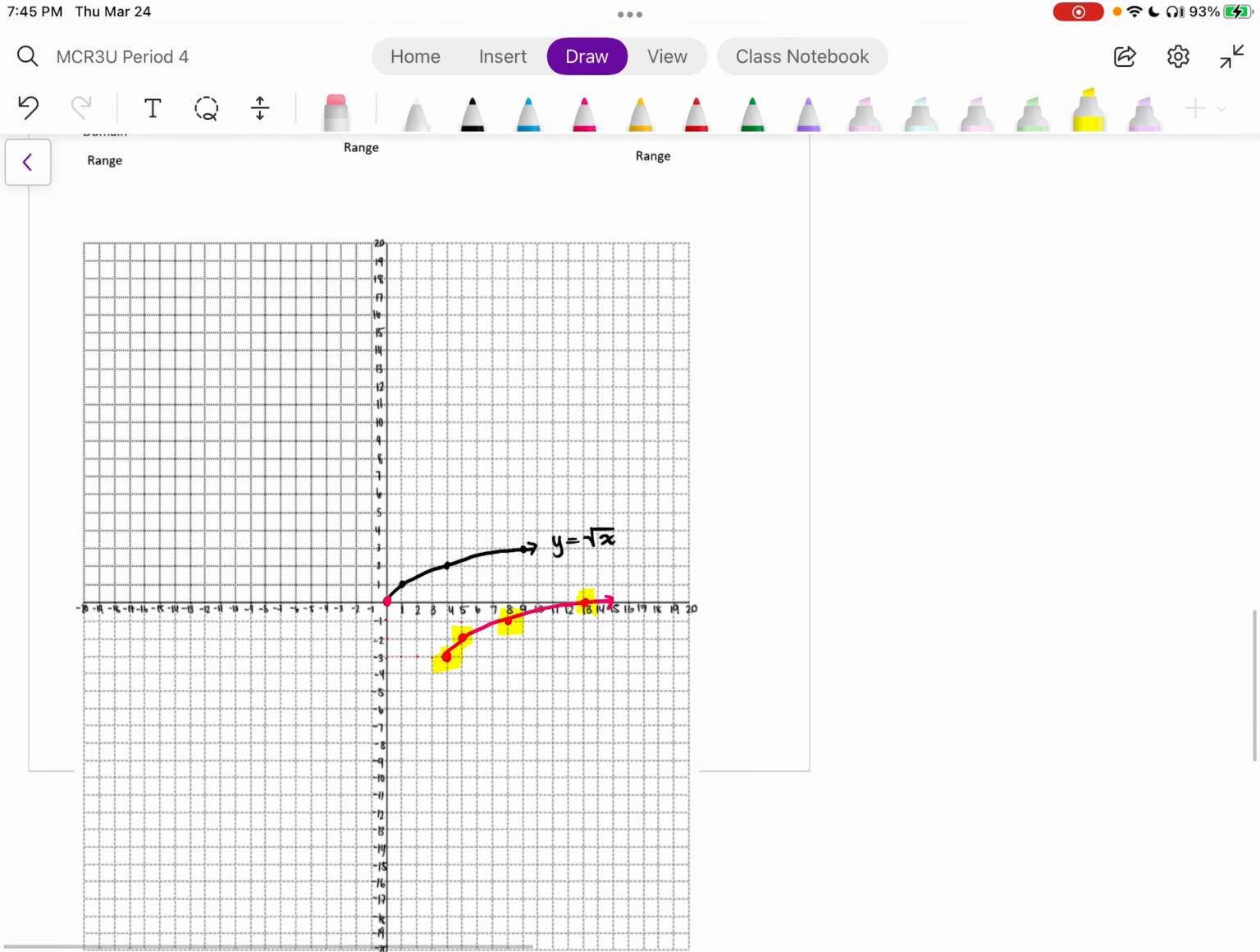So either way that you want to do this is completely acceptable. I personally like to do it by drawing the graph, drawing the coordinate pairs, because when we start adding stretches, it just makes it a little bit easier. But if you want to do it one by one, it's completely up to you how you would like to go about solving that problem.